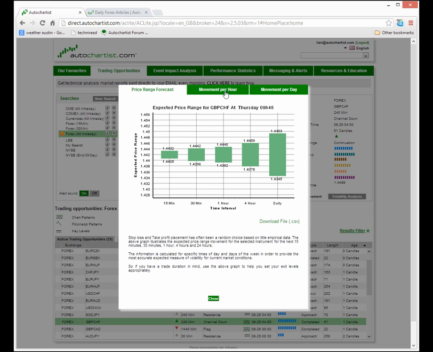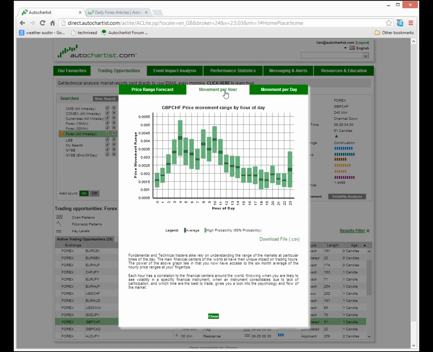So if we're looking at this opportunity right now, GBP Swiss franc, and we buy or we sell or we do whatever we want. You might even take a position which is not based on Autochartist, but you simply decide to take a position on GBP Swiss franc for whatever reason you want. Now your question is where to set stop loss or stop losses or take profits.